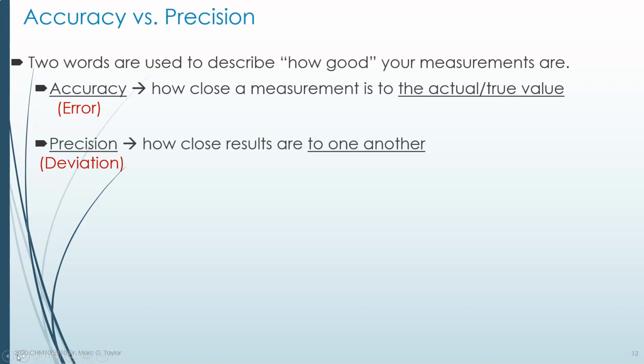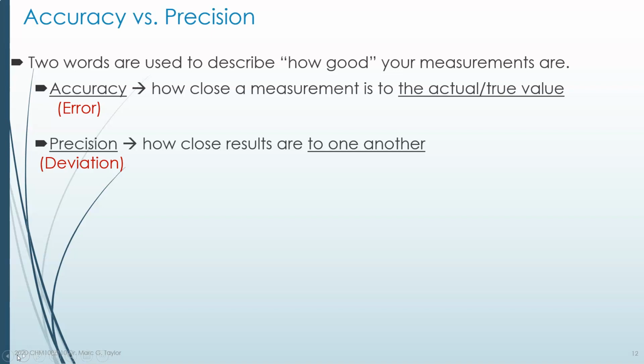Precision. Precision is how close measurements are to one another. It is the deviation of each measurement. In other words, how reproducible your measurements are. It has nothing to do with what the true value is. It tells you how good your measuring system is in terms of being reproducible.